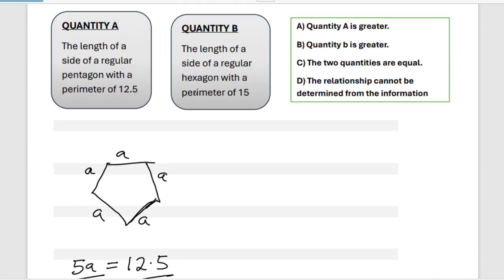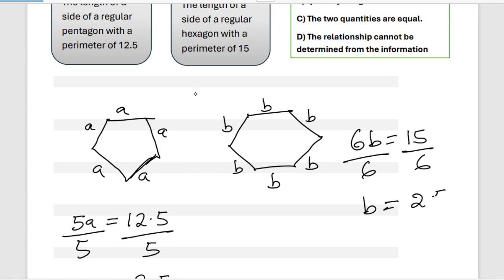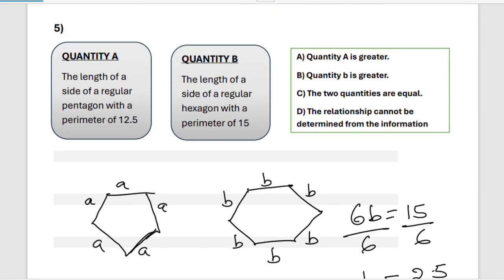Over here we have the hexagon, which is a shape with 6 sides, and when it's regular, that means all the sides are equal. So this is B, this is B, this is B, this is B, this is B, this is B, and the perimeter is the sum of all the sides, which is 6B equals 15. Divide both sides by 6, and you have that B is simply 2.5. So that means quantity A that we are comparing is 2.5 and this is 2.5. So these two quantities are equal and C is the correct answer.